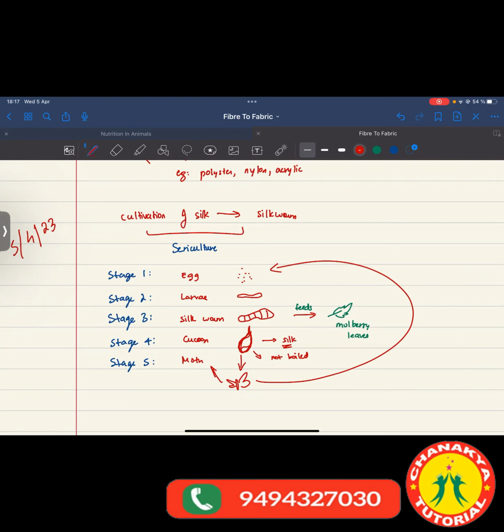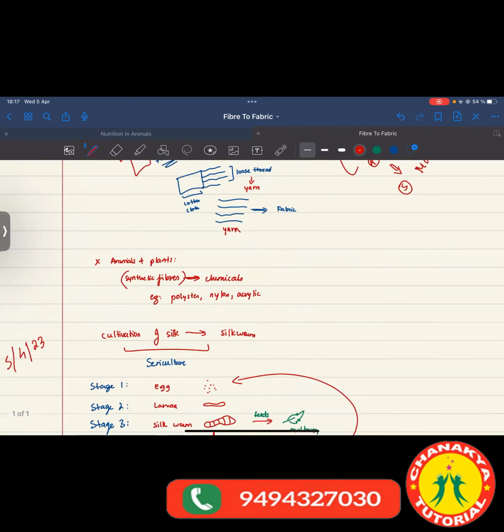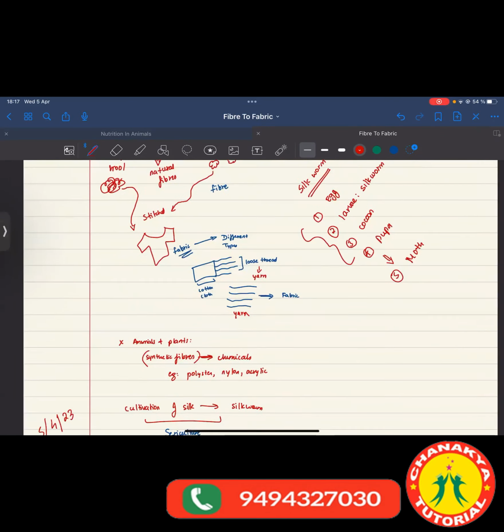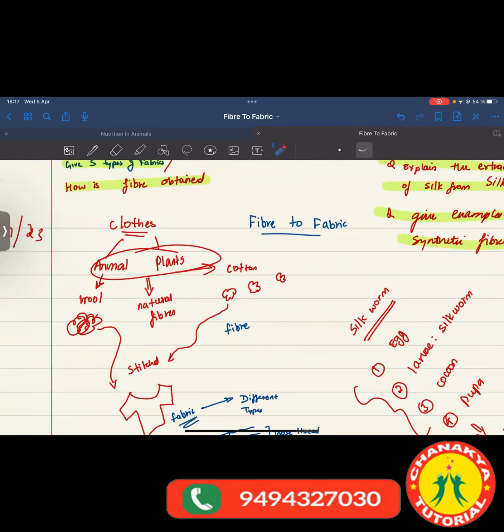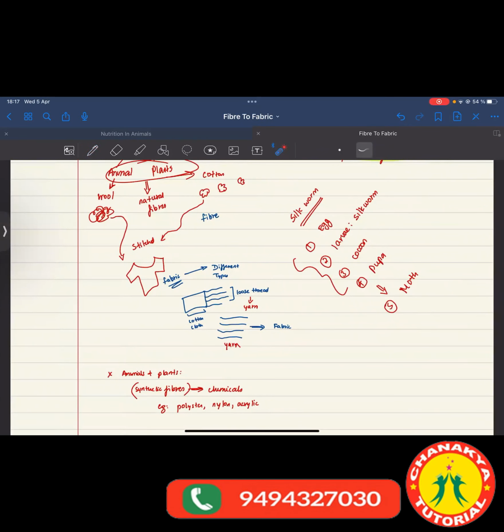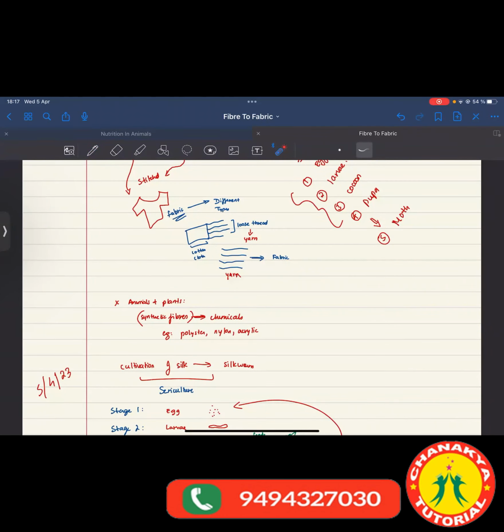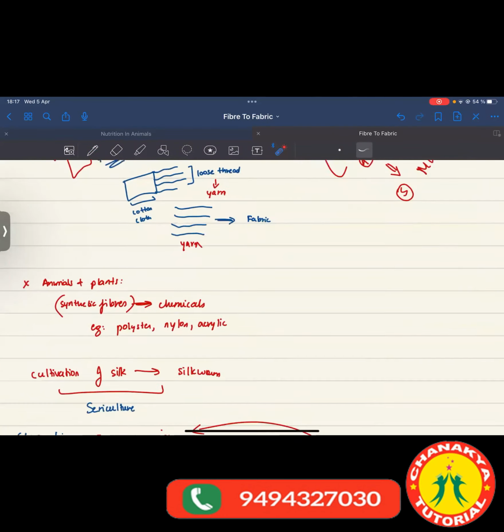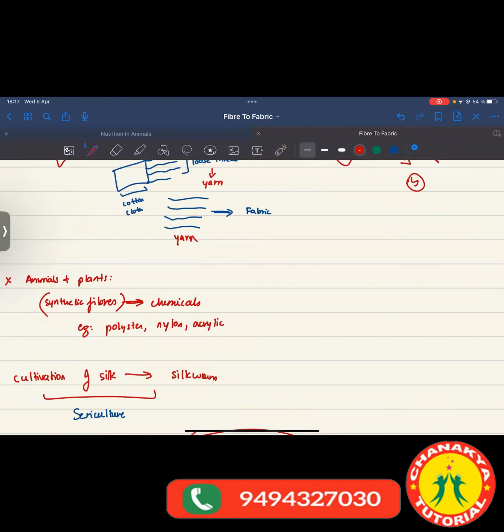All right, so we also saw two types of fibers: natural fibers and synthetic fibers. Natural fibers are the ones that we get from animals and plants, whereas the ones that you don't get from animals and plants are known as synthetic or man-made fibers.